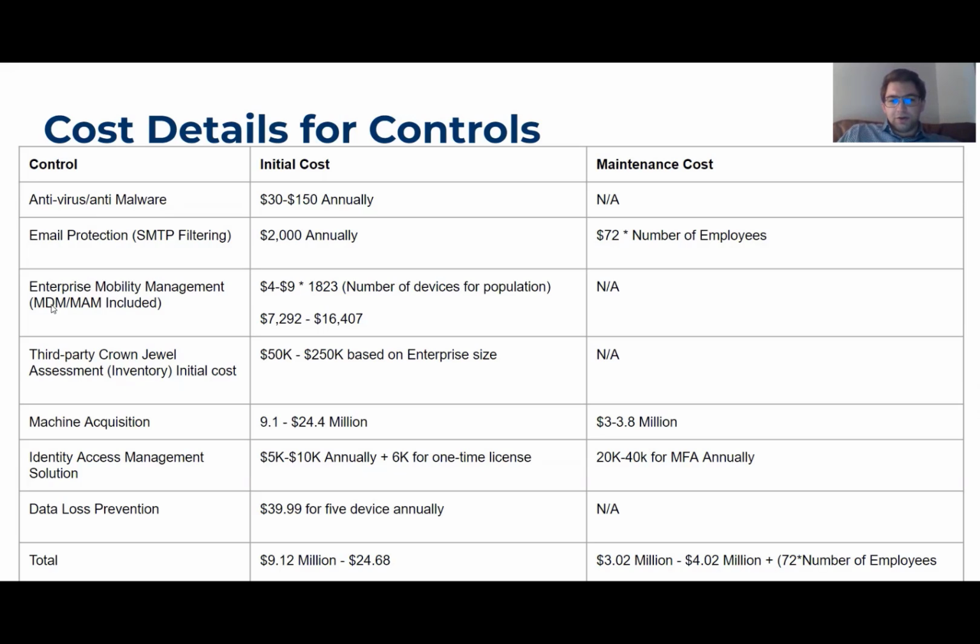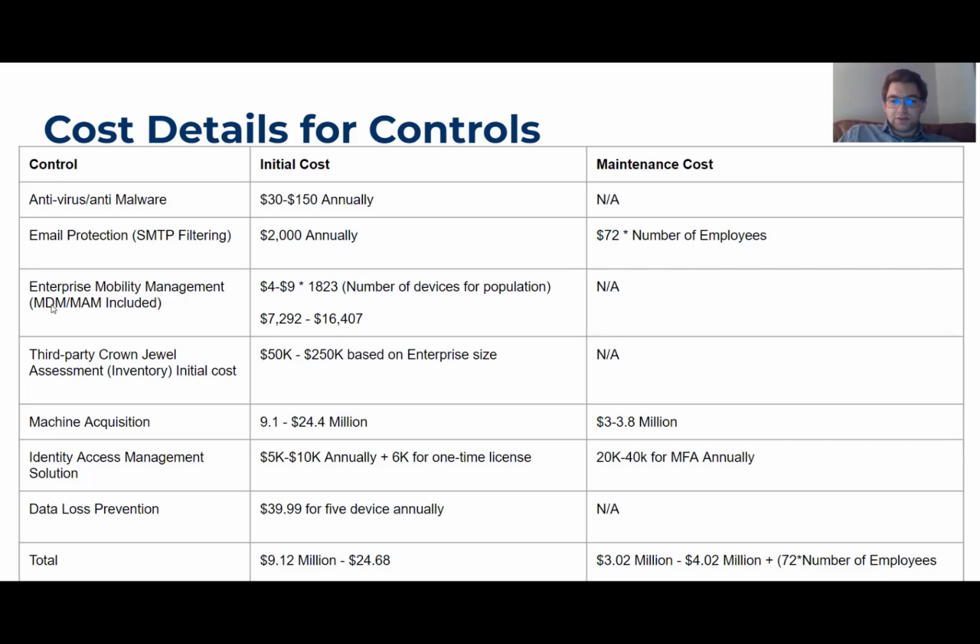Fourth, we'll have a third-party crown jewel assessment conducted. This will help get inventory of the systems that we need to protect. With that being said, depending on the size and breadth of the assessment, it could range anywhere from $50,000 to $250,000.